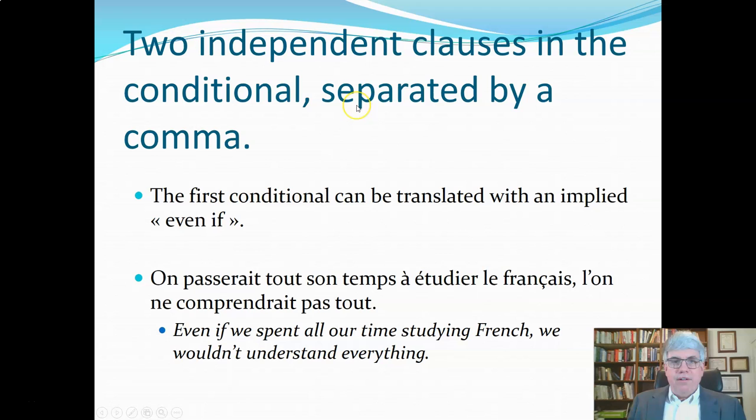Now, a more difficult to understand translation is when we have two independent clauses in the conditional separated by a comma. Now, what do I mean by an independent clause? Something that could be a sentence that ends in a period. And so if we have like two sentences, both in the conditional separated by a comma, not by a period, we're going to translate the first conditional with an implied even if.